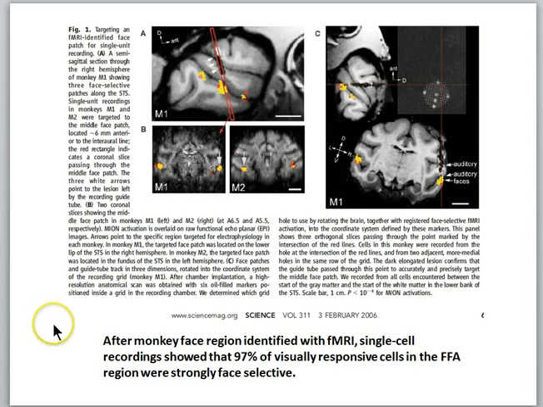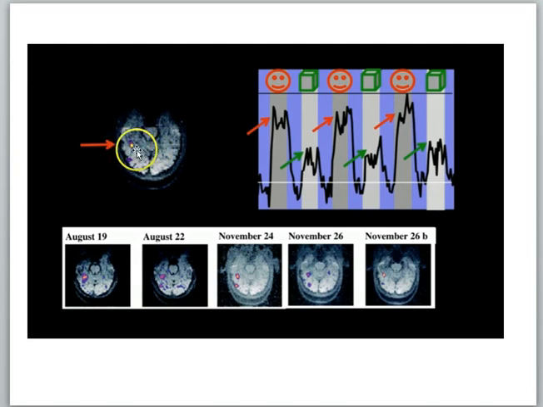Now, the actual results of that study: when researchers inserted electrodes, they recorded from a whole bunch of cells in that general area, and they found about 97% of the visually responsive cells in the fusiform face area were strongly face selective. So that dovetails nicely with the fMRI data, that the reason why there is a region of the brain that responds in the fMRI selectively to faces is because there's a whole bunch of brain cells in that region that are selective for faces.